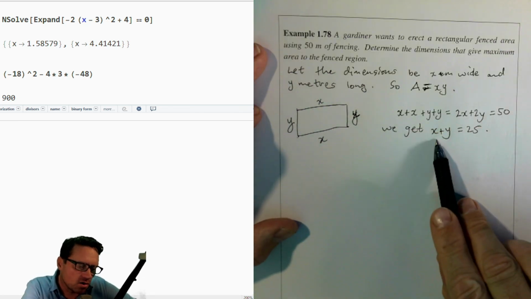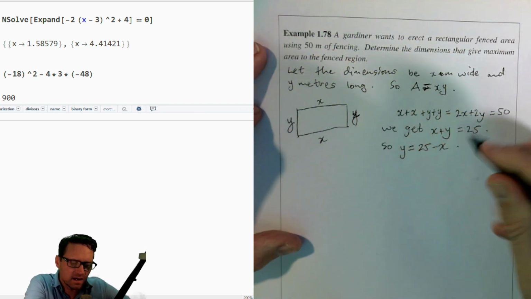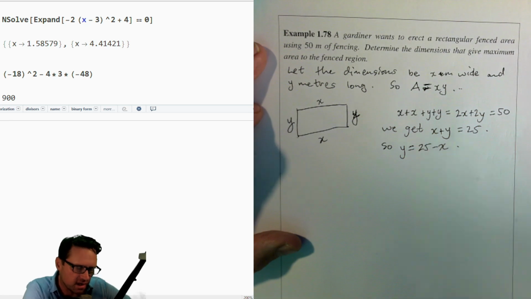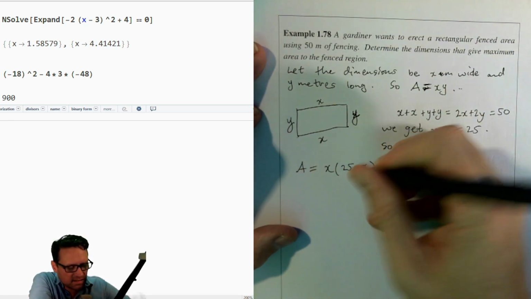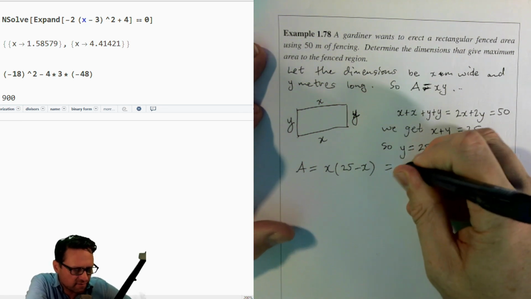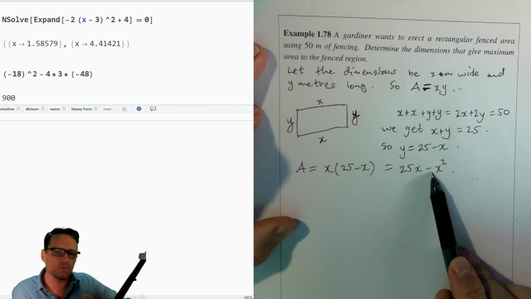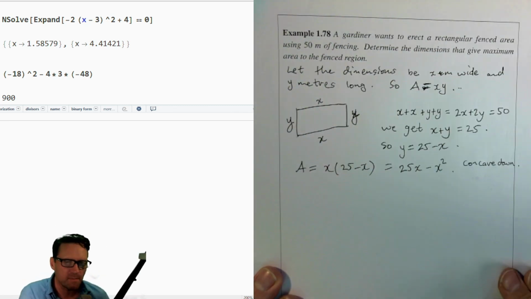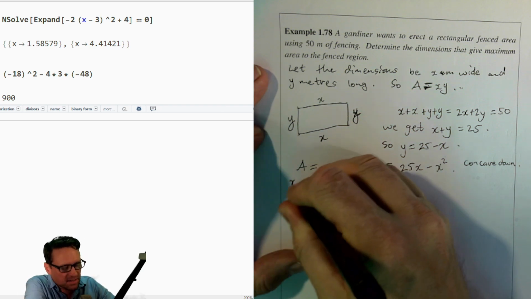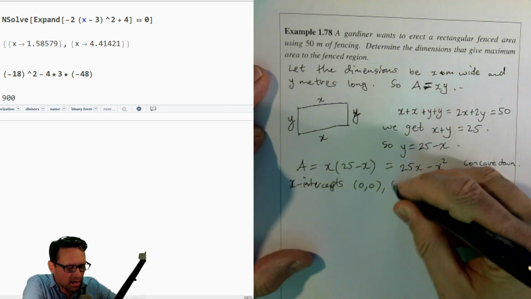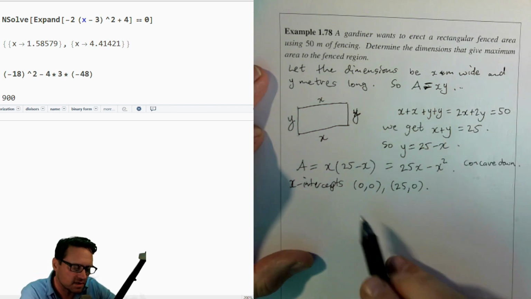Okay, now I want to solve for y. So y is equal to 25 minus x, and then substitute that back into my equation for the area. A is equal to x in brackets 25 minus x, and if I were to expand that, I'd have 25x minus x squared, which has a leading coefficient of -1, and so this is concave down. So we have a maximum. Okay, and so my intercept points here, x-intercepts (0, 0) and (25, 0). Okay, now y-intercept is (0, 0).